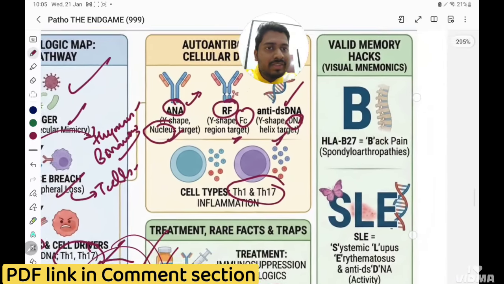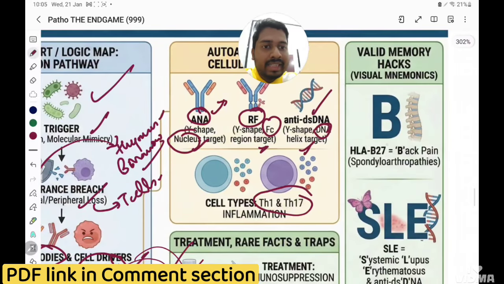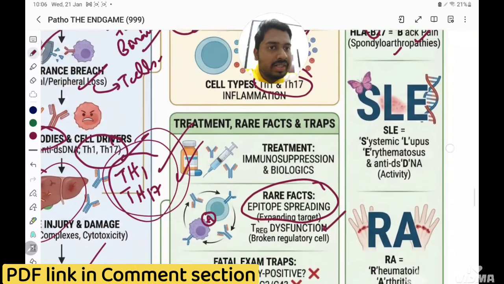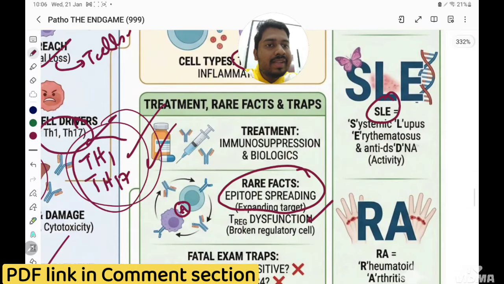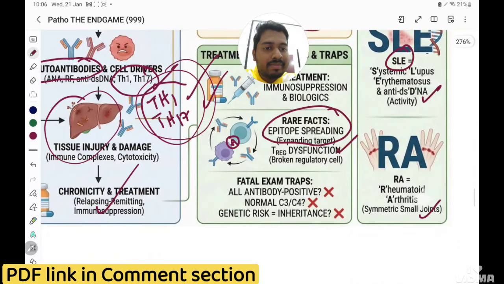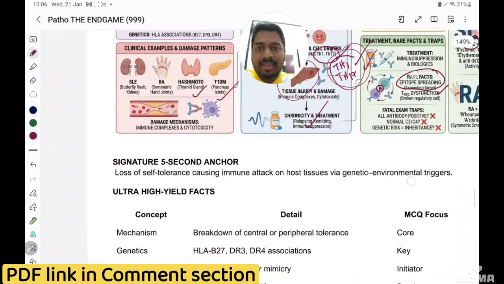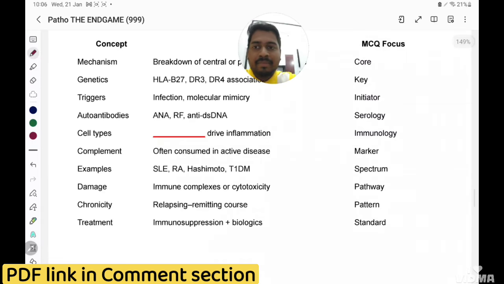Okay, so we have some visual mnemonics to remember HLA. So B27, say B is for back. Okay, so B is for back. So this is seen in ankylosing spondylitis. Similarly, in SLE, we have anti-dsDNA activity. Okay, and in rheumatoid arthritis, symmetric small joint involvement is seen. Okay, so we'll see through the questions.